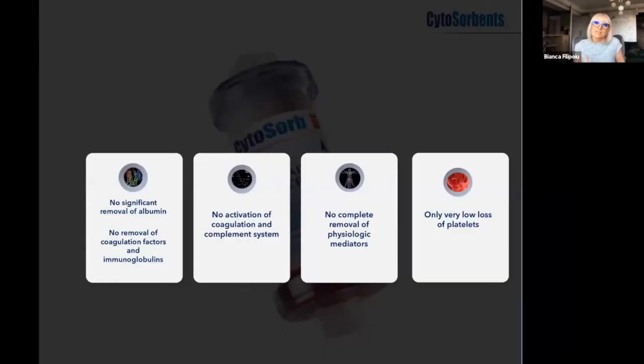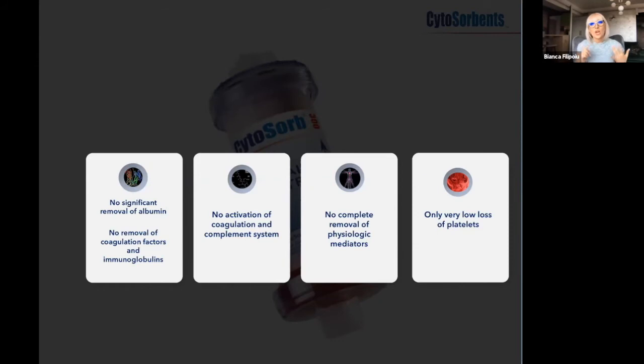Cytosorb, I told you already, doesn't remove albumin. Okay, we saw in the lab a little part of albumin removed, but the molecule of albumin that we found in the lab is the molecule dehydrated. So basically the molecular weight is less than 60 kilodaltons and could be removed by Cytosorb, but that is not an active molecule in the blood.